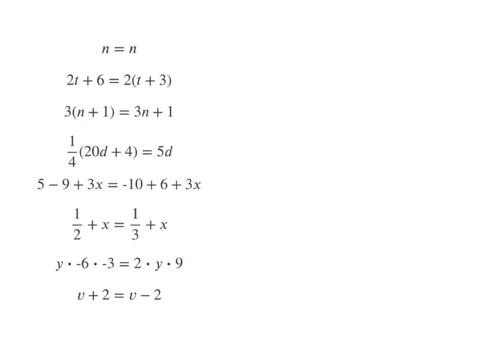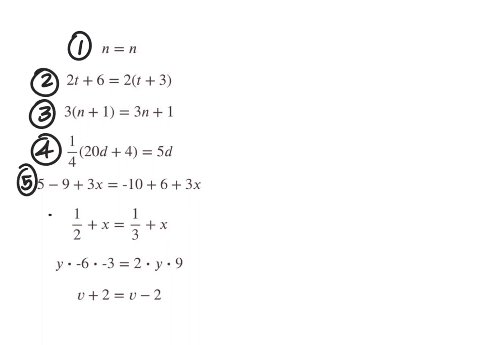So let's go ahead and start looking at our equations. I'm going to number them just to make it easier for us to have our conversation. And we're going to start by looking at number 1. So number 1 just says 1n equals 1n. And that makes sense, right? It makes sense that n, whatever it is, would equal itself.